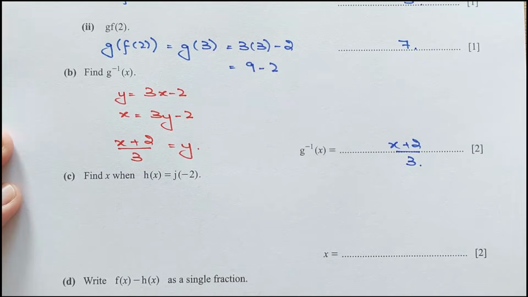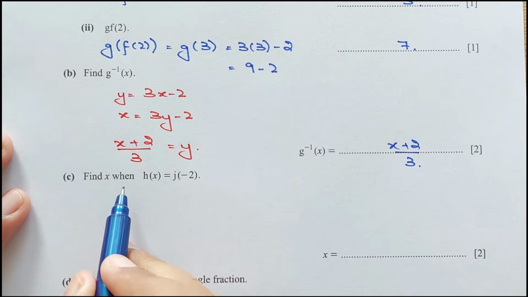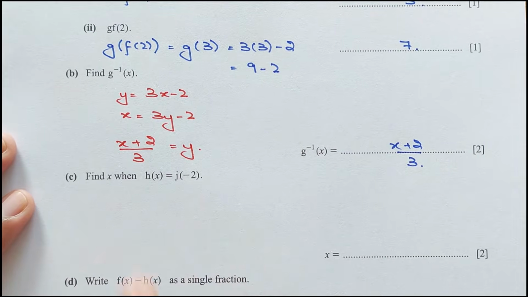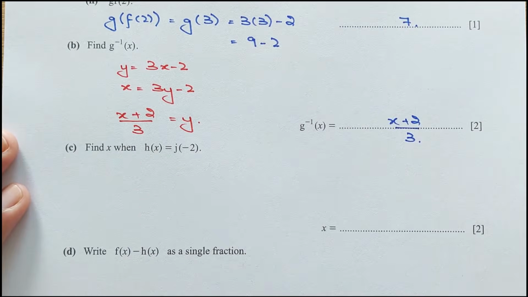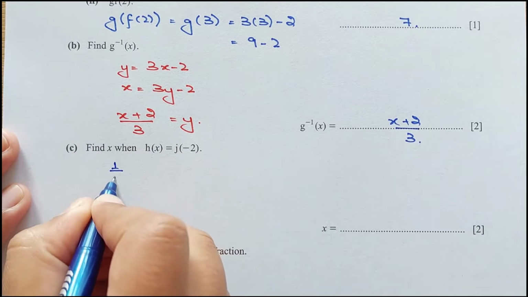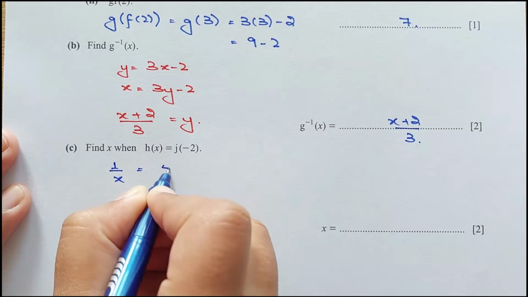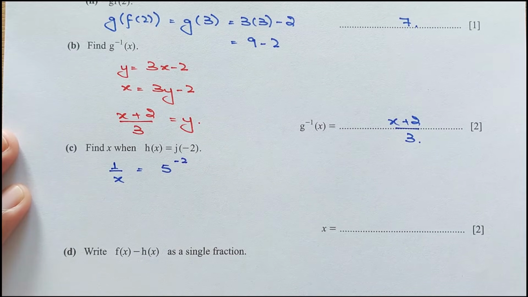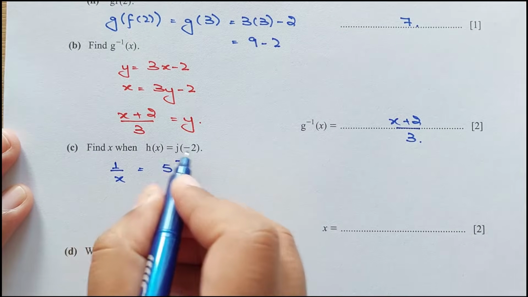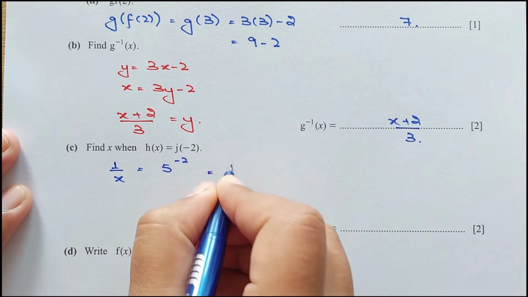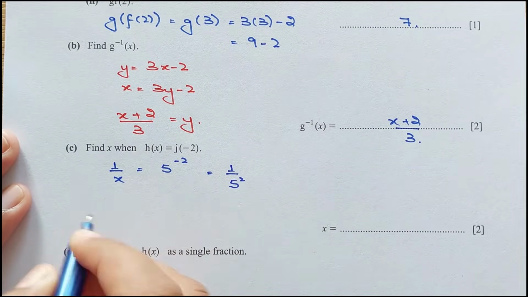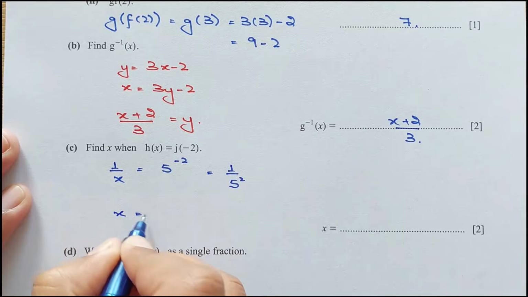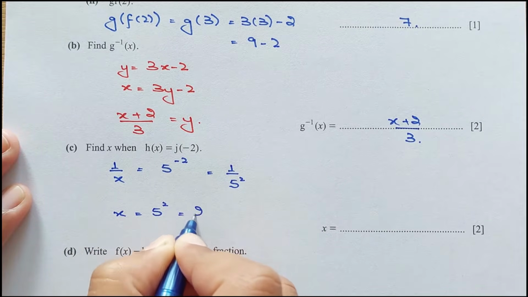Now for part C, find x when h of x equals j of minus 2. We have been given h of x and j of x. So h of x is 1 by x, and this is equal to j of minus 2, which is 5 exponent minus 2. We have to solve for x here. We can write 5 exponent minus 2 as 1 over 5 exponent 2. Now taking the reciprocal on both sides, x equals 5 squared, that is equal to 25.